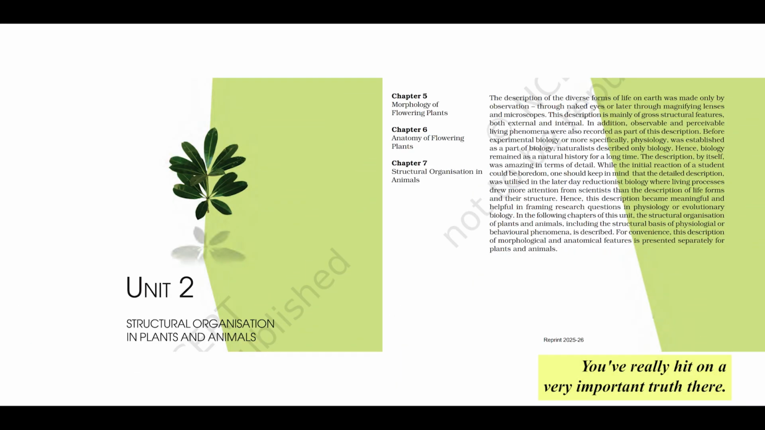You've really hit on a very important truth there. Morphology, at its heart, is the study of external structure. And while it might, at first glance, appear to be just descriptive, it truly forms the bedrock for understanding everything that follows in plant biology. Things like how plants function, that's physiology, how they interact with their environment, ecology, and even how they've changed over millions of years, that's evolutionary biology.